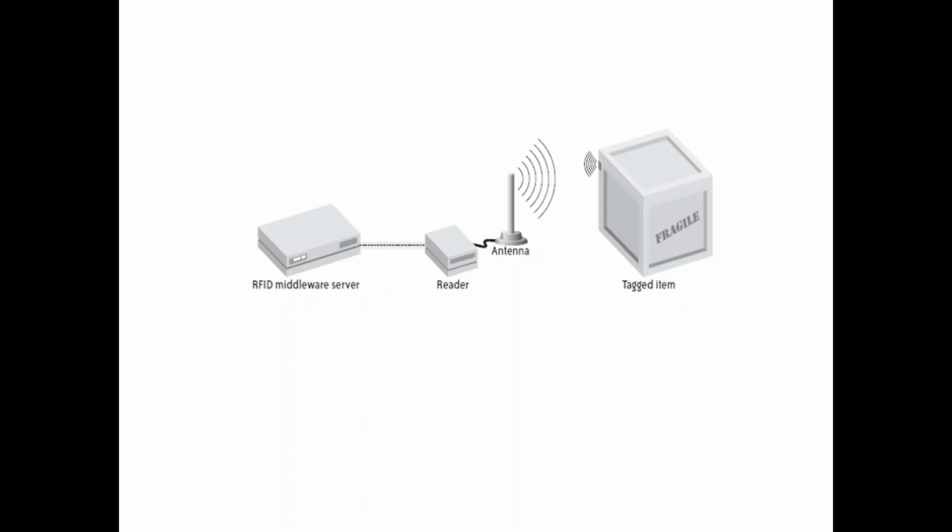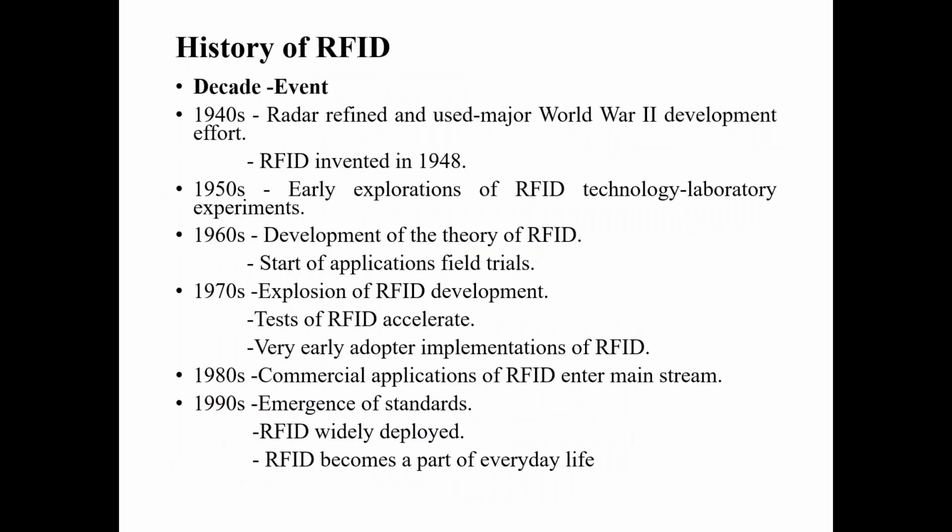Its ability to provide real-time information and improve accuracy has made RFID one of the most important innovations in automatic identification systems. Now the history of RFID. It can be traced back to World War II, when radar technology was first used to identify friendly and enemy aircraft. This concept of using radio waves for identification laid the foundation for RFID.